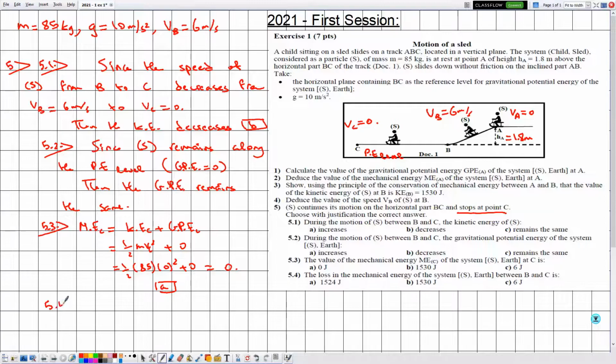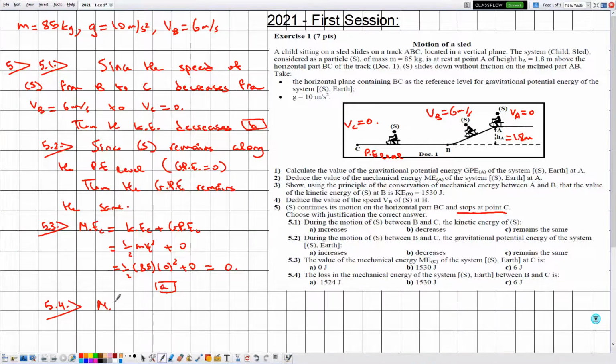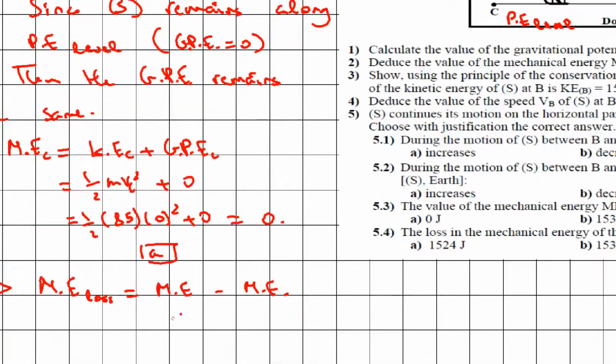Now in 5.4 they are telling us the loss in the mechanical energy of the system as Earth between B and C. Remember, the loss always means the initial minus the final. Then let me say mechanical energy loss. Here we have two mechanical energies, the initial and the final. Recall that whenever they tell us loss, decrease or the difference, it is initial minus final, except whenever they ask for the variation, which is delta mechanical energy, then it is given by the final minus the initial.